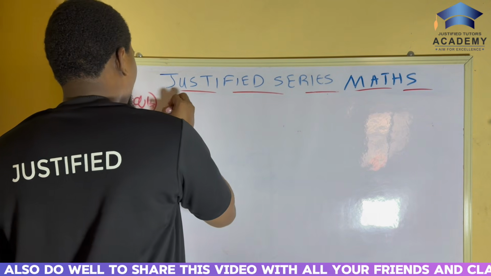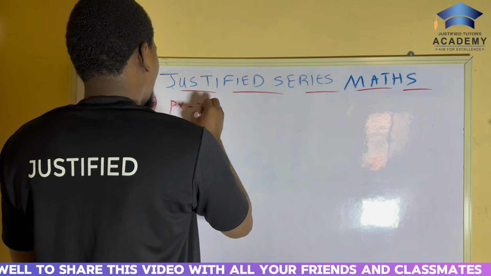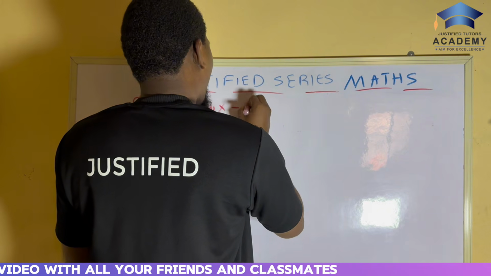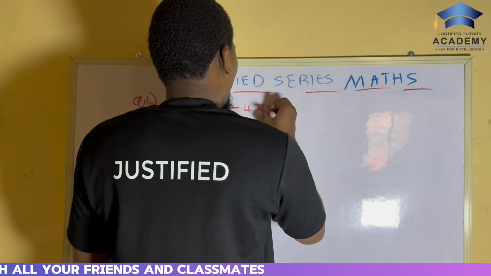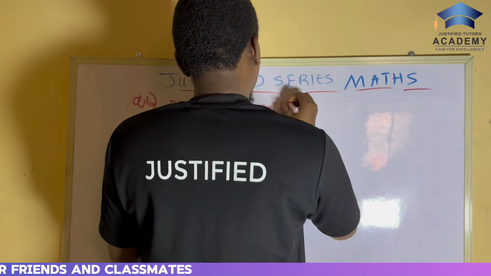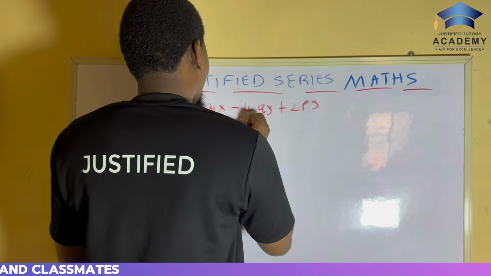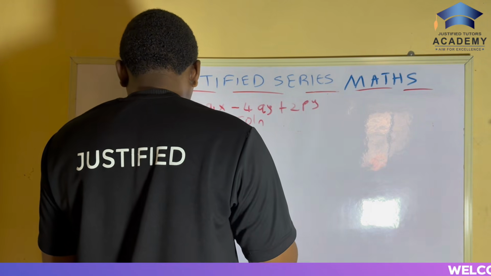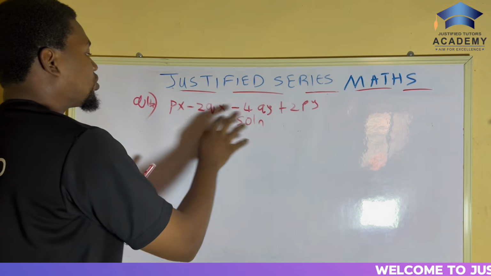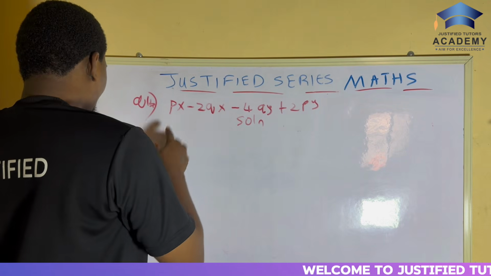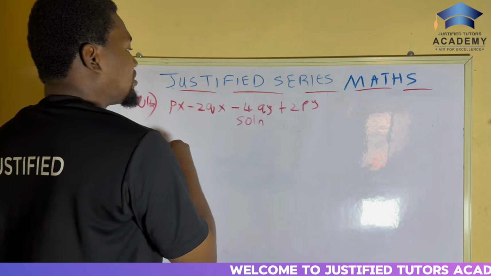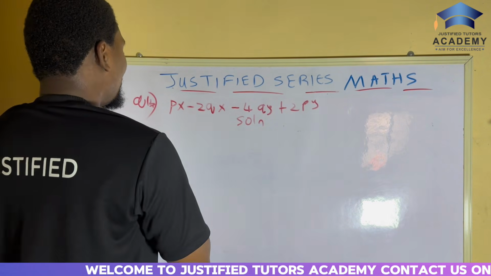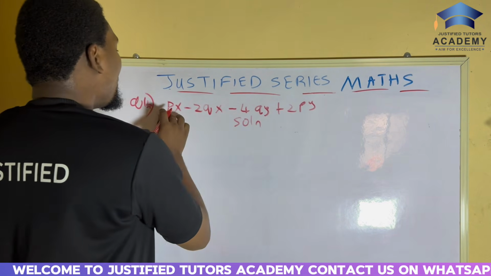Okay, so we have px minus 2qx minus 4qy plus 2py. Now, solution. How do you factorize? You have to focus on the like terms. Focus on the terms that are alike. Focus on things that have X and things that have Y. So now let's solve. The first thing to do when you're factorizing is to bring out the like terms.